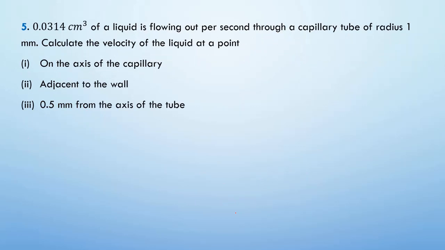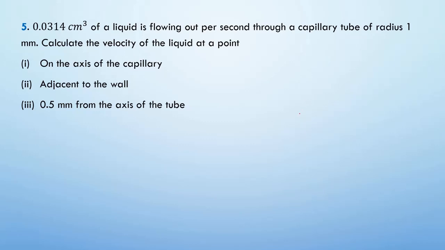Next question. 0.0314 centimeter cube of liquid flows out per second through a capillary tube of radius 1 millimeter. Calculate the velocity of the liquid at three points. One is on the axis of the capillary tube. Next is adjacent to the wall, and also 0.5 millimeter from the axis of the tube.